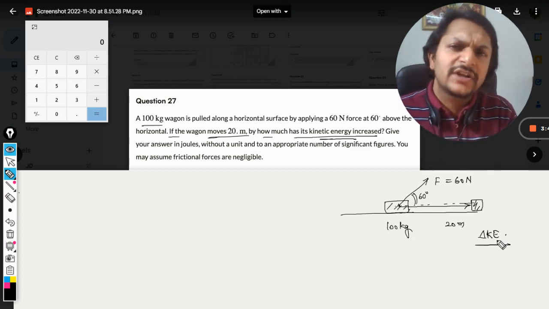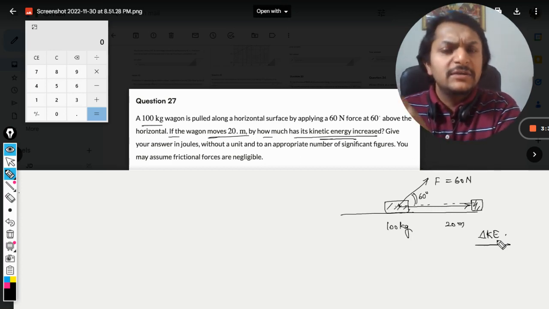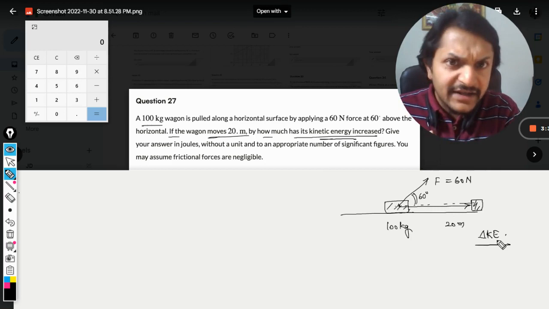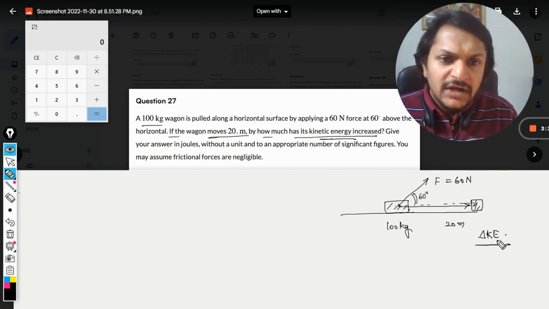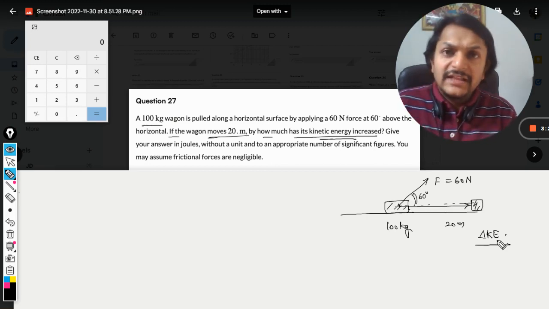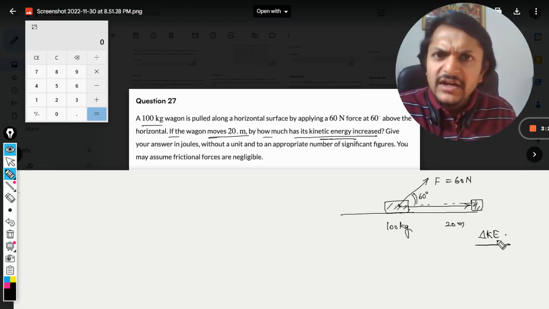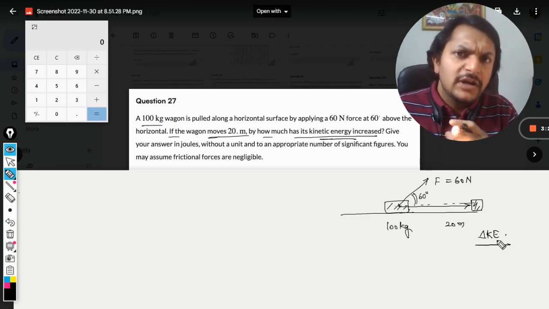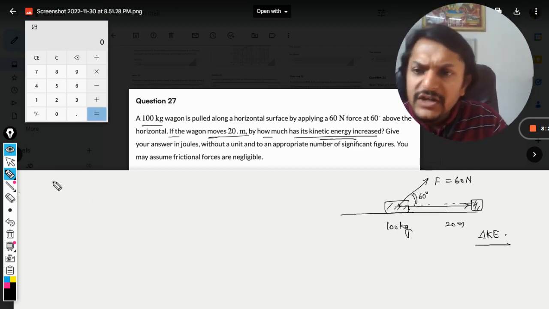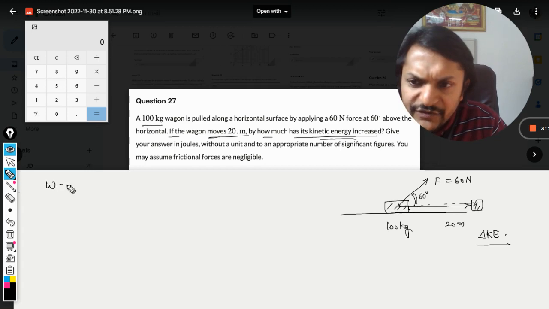Again, this question can also be done with the methods of kinematics. First of all, we find the force component, we find the acceleration, and then the final velocity. You can find the kinetic energy, but we will do this question from the conservation of energy principle. So first of all, let us find the work done. So work is F into S.